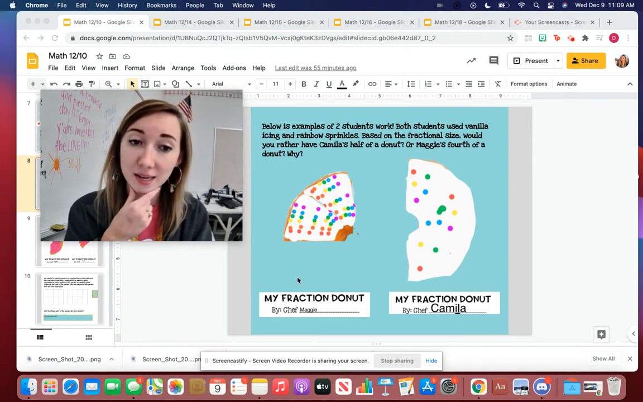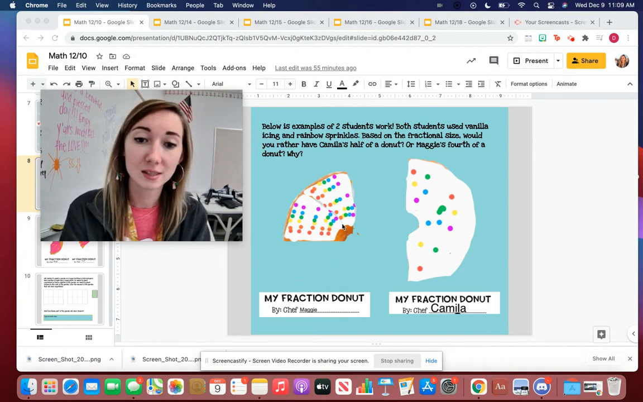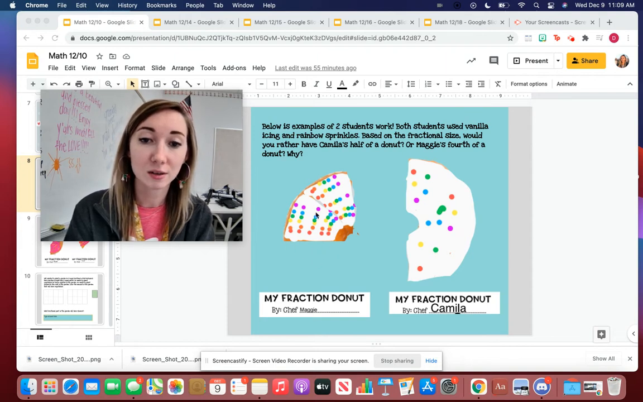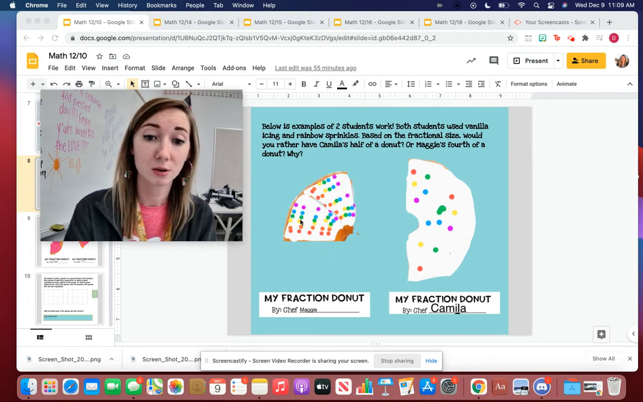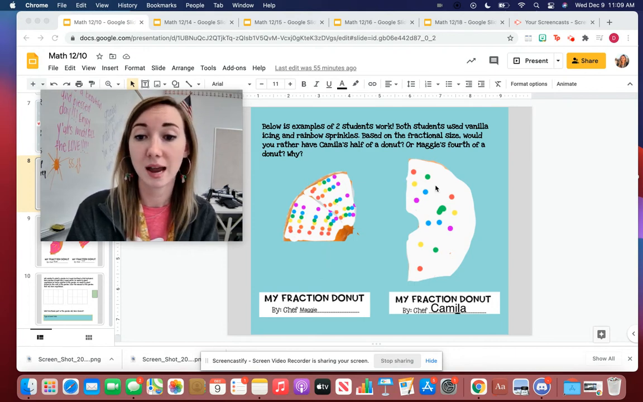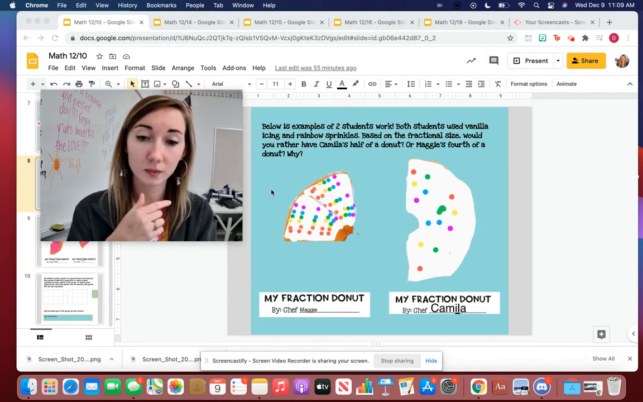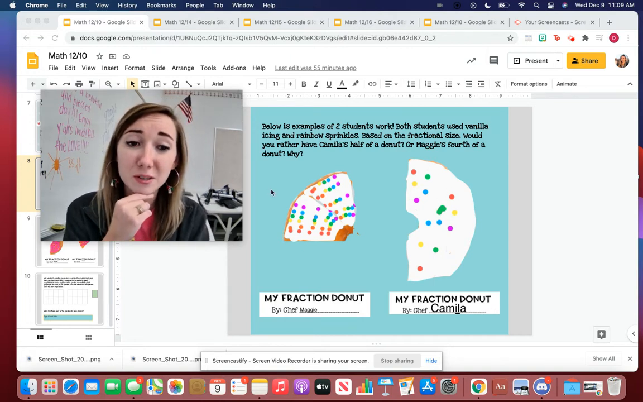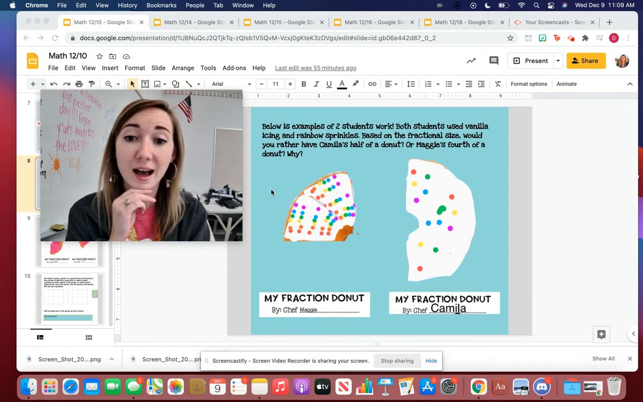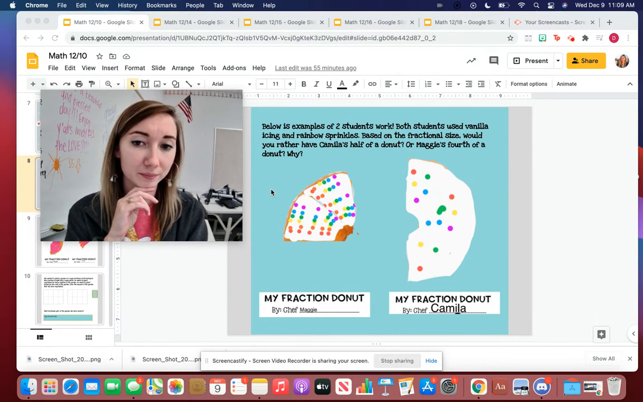I'm thinking this is from Chef Maggie. This is 1/4 of a donut because this donut was cut into 4 parts. So we have her fourth, and then this is Camila's half, right? But what do I notice about the fourth compared to the half? What do you guys notice about it?